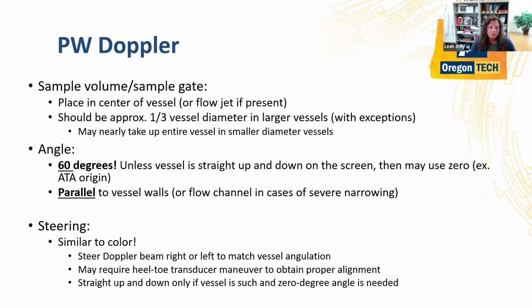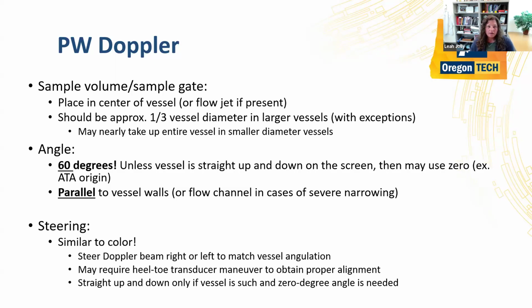The size of it should be approximately 1/3 the vessel diameter in larger vessels. However, there are exceptions if you're taking, for example, like a volume flow measurement where we need it to be the size of the whole vessel. But most of the time, you just want it centered in the vessel because that's where the fastest flow is going to be moving. In a small, tiny vessel, like a radial artery, it might take up the entire vessel, and that's okay. Angle matters.